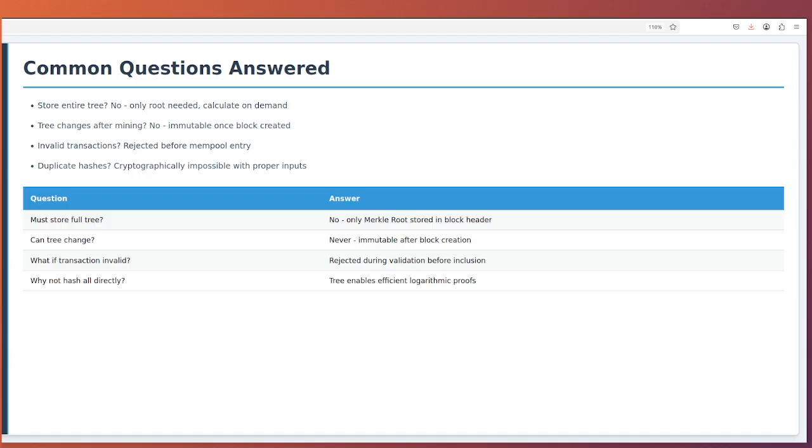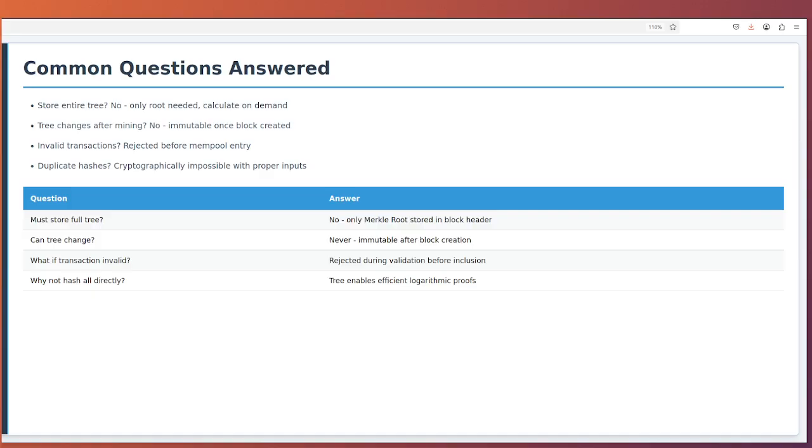Third, what happens if a transaction is invalid? Invalid transactions are rejected before they enter the mempool. Miners only include valid transactions in blocks, and nodes verify this. An invalid transaction would fail validation long before tree construction. Fourth, can 2 transactions have the same hash? Cryptographically, the probability is so low it's effectively impossible. Hash functions are designed to be collision resistant.